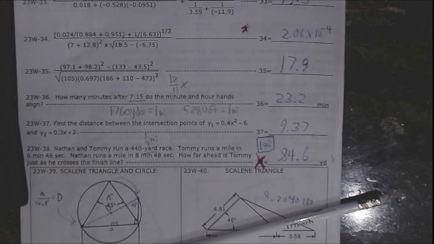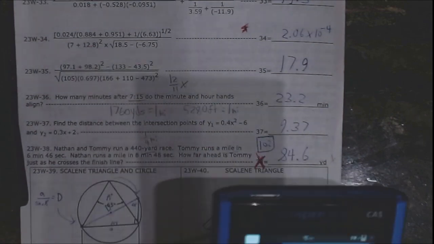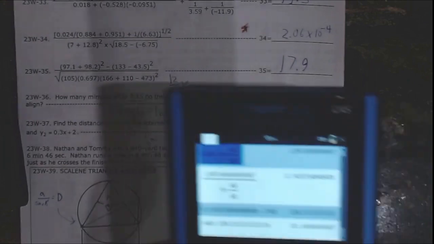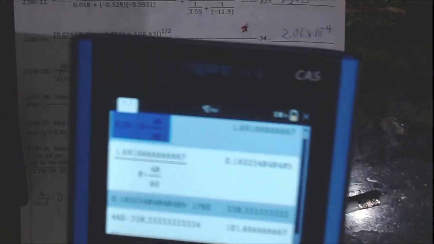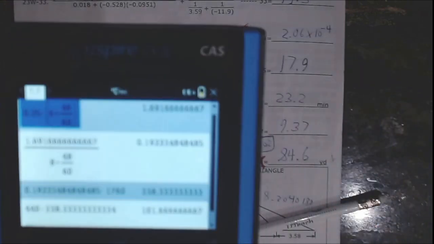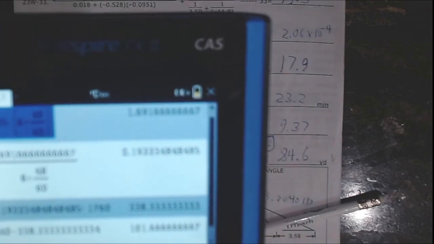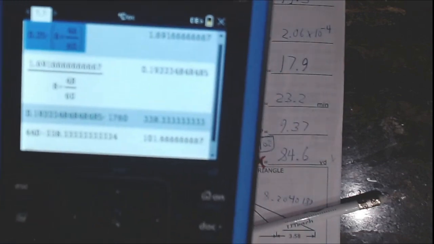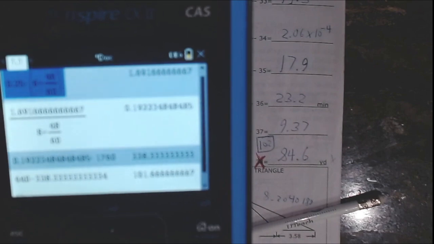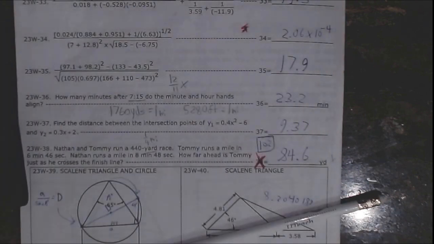And so now that we have our distance here, we can write this equation. We know that the distance is 1/4 of a mile, so I'm going to multiply that by the faster rate, which is Tommy's, 6 minutes 46 seconds per mile. I'll get that he finishes the race in 1.69 minutes.